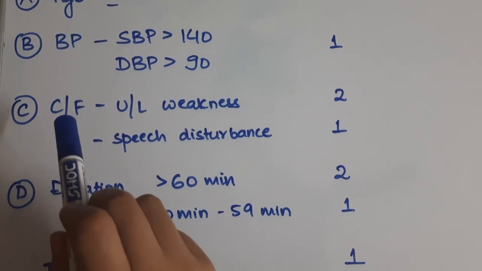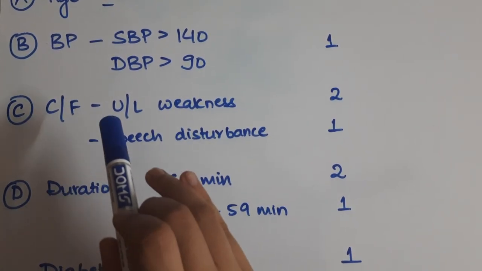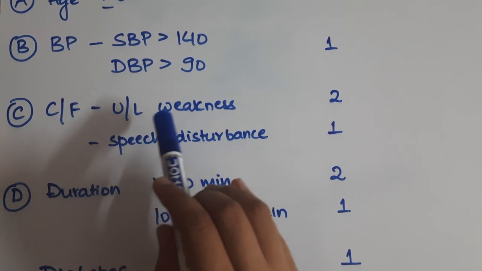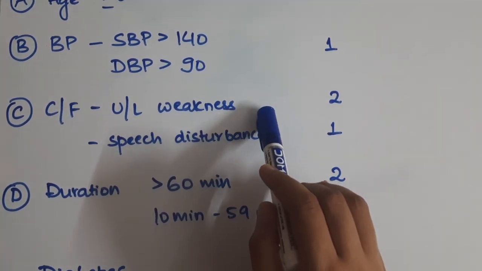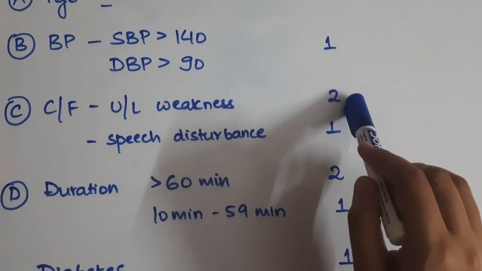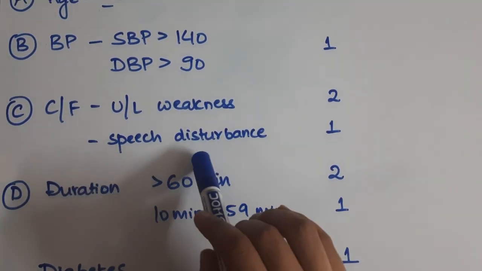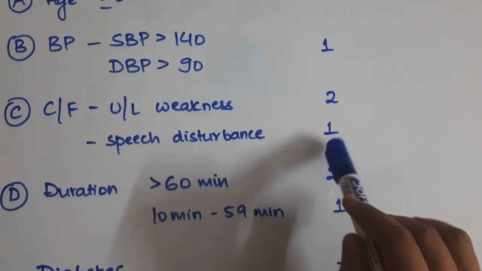C is for clinical features. Among the clinical features that a patient presents with, if the patient has a unilateral weakness, that is weakness in one half of the body, then we give a score of 2. And if the patient presents with speech disturbance, then we give a score of 1.